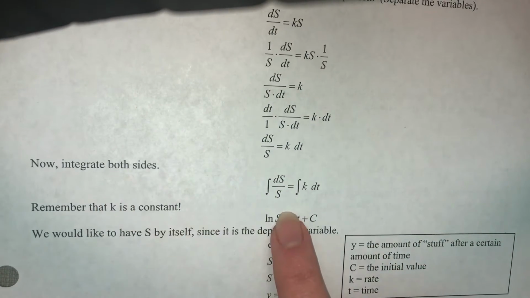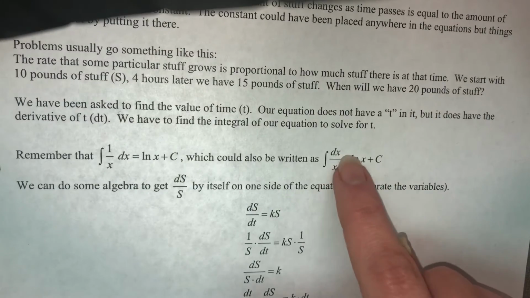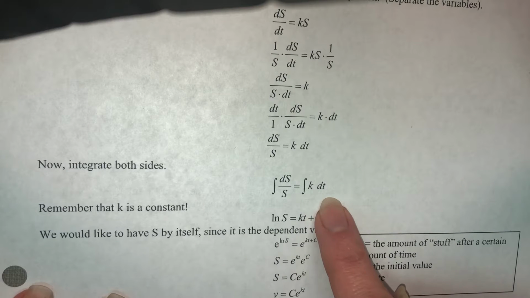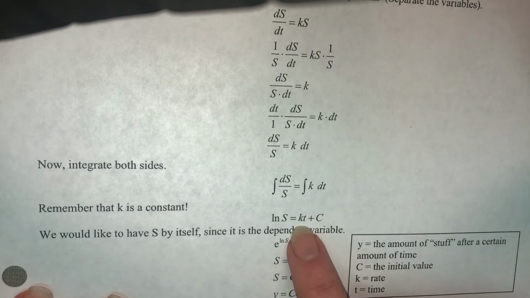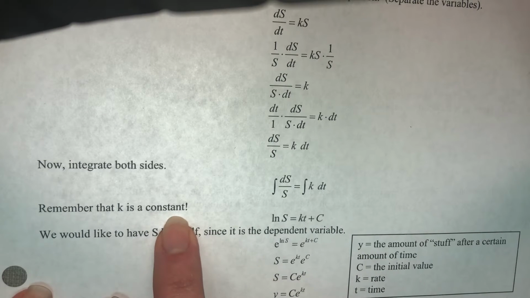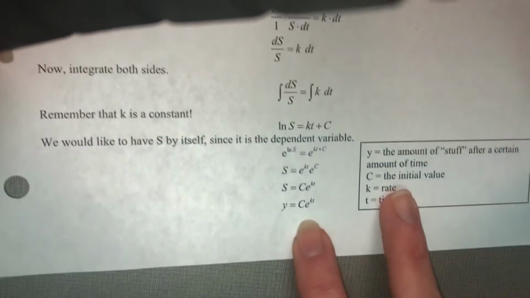Now, if you integrate both sides, the integral of ds over s, which is kind of like the integral of dx over x, is equal to the natural log of s, and the integral of k dt is k times t plus c, because you've got to remember that k is a constant, some regular old number.